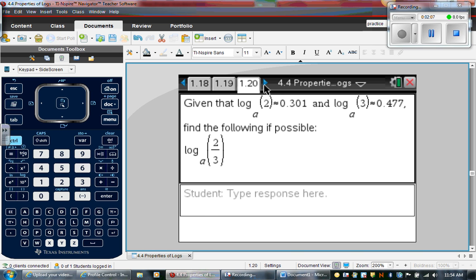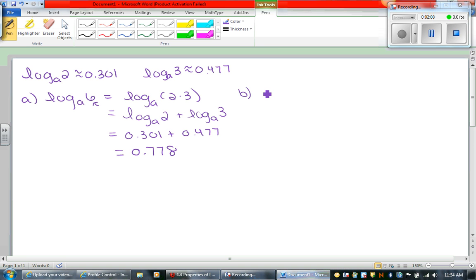All right, so the next one we're going to try is log base A of 2 divided by 3. And luckily, that one looks pretty easy. We've got log base 2 and we've got log base 3. So we want to expand this out. We know division becomes subtraction. And then we can replace our values with our values.